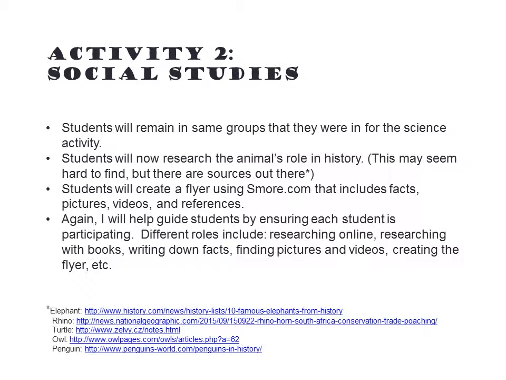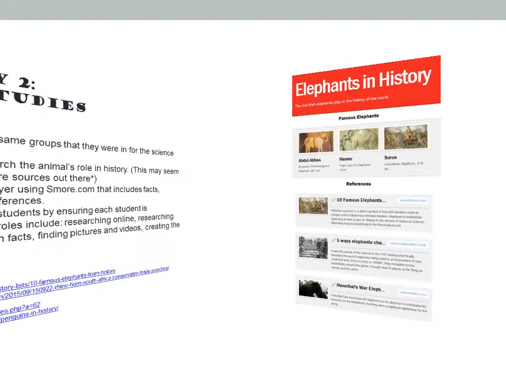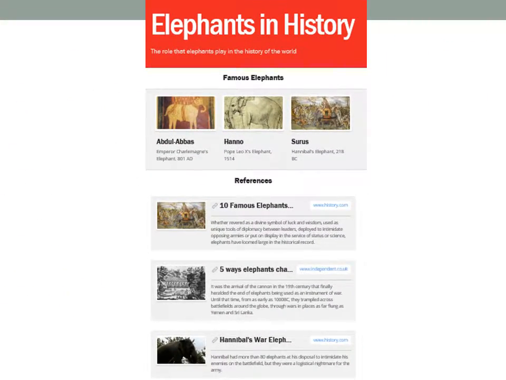This may seem a little bit hard to find, but there's definitely many sources out there, and I listed some below just in case the students were struggling. They would then create a flyer using smore.com that includes facts, pictures, videos, and references. And again, I would be sure that every student has a job and everyone is participating. Here is my example of a flyer.